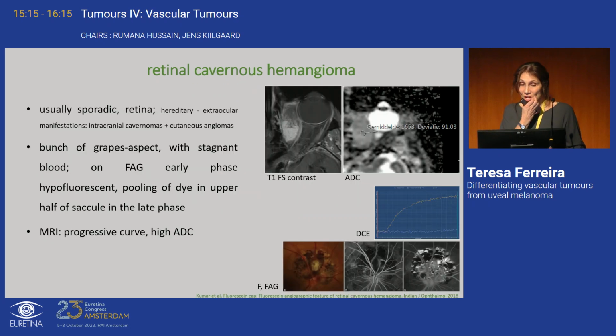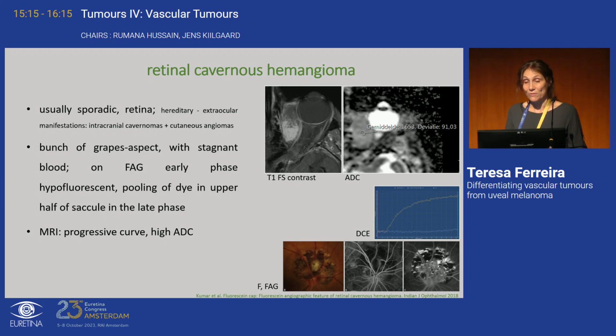Retinal cavernous hemangiomas are usually sporadic, but they can be hereditary. Clinically, they have this bunch of grapes aspect on fundoscopy, but also on fluorescein angiography. In the angiography, in the early stages they are hypofluorescent, but in the late stages there is some pooling of contrast in the upper aspect of each grape. Again, I don't have a case of a cavernous hemangioma of the retina, and they are also not yet studied, but we see them in the orbit frequently.